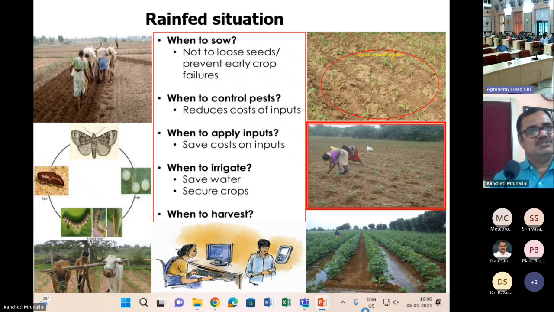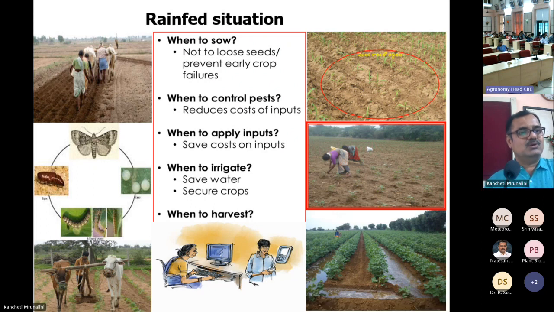So we need at least, if you sow the crop at the beginning of the season, the seed has to germinate and the crop has to establish. Even after the seedling emerges from the soil, it has to sustain for at least 1 to 2 weeks, even if a dry spell occurs. So that is the condition. Rainfall, or minimum rainfall, is required to sow the crop in rainfed situations.